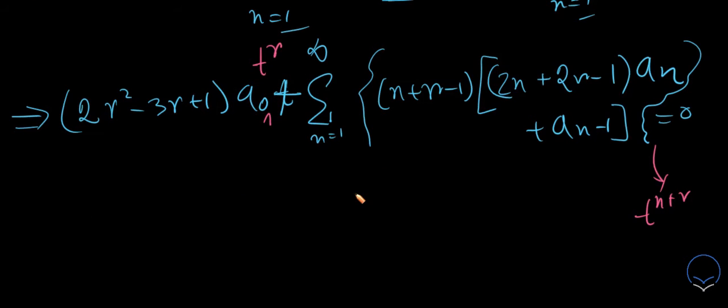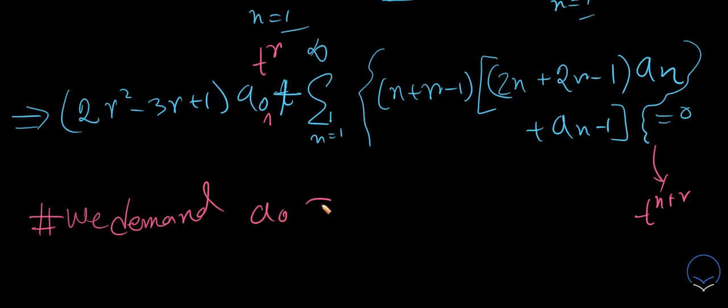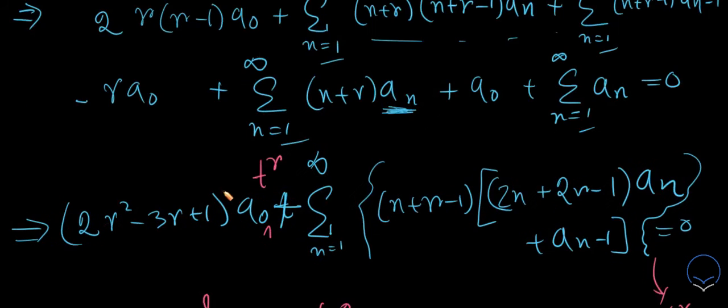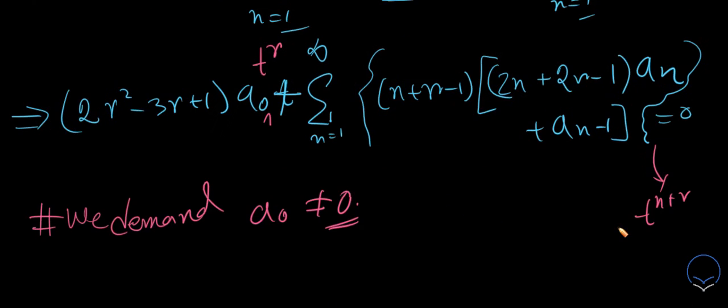And now we demand a not equal to 0. This is another demand. Why? Because if a is 0, then this part is just 0 itself, and since this is a summation and all of this equals 0, that means all the individual terms will be 0.